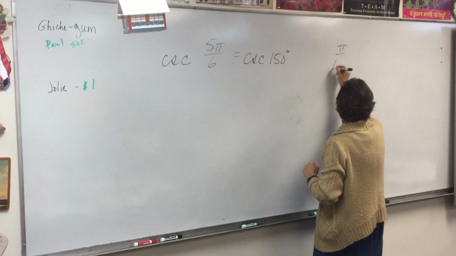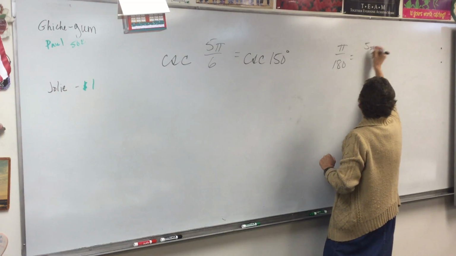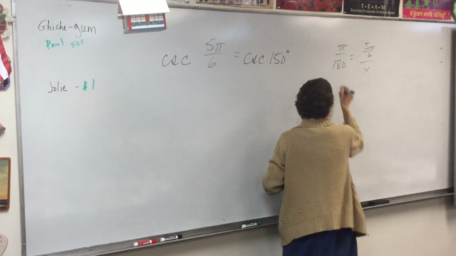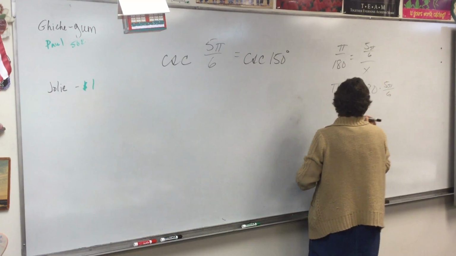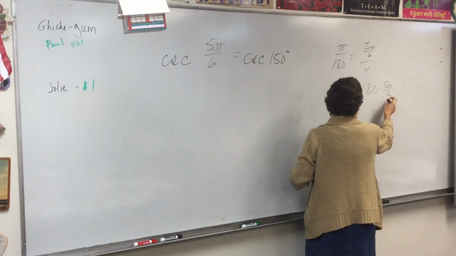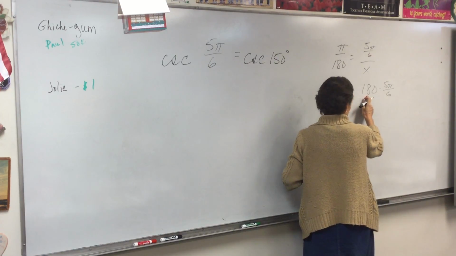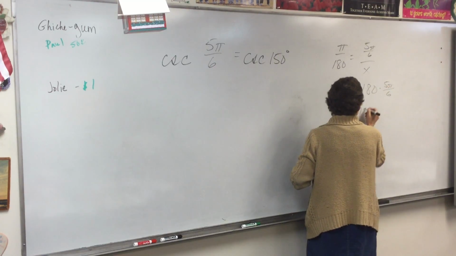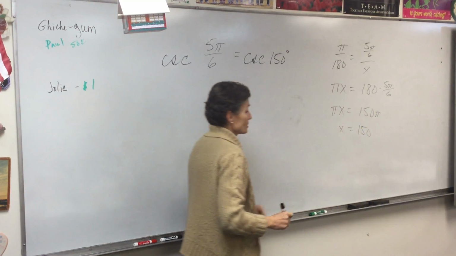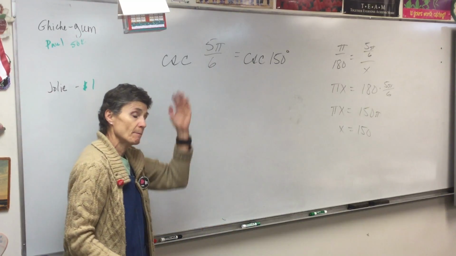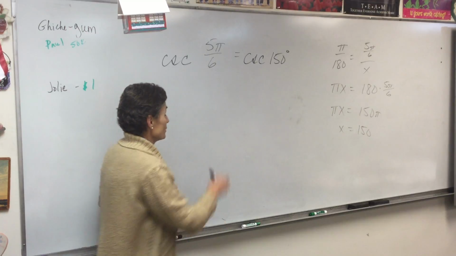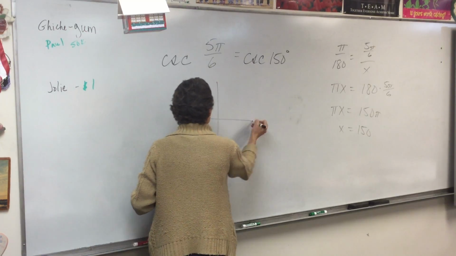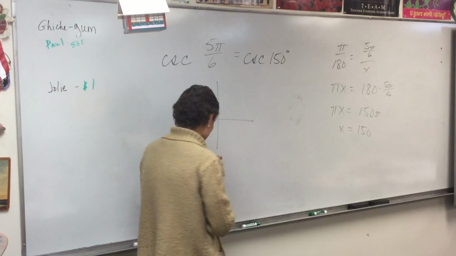We could also always set up our proportion and do it this way. We're going to get the same answer because 6 goes into 180 30 times, 5 times 30 is 150, so x equals 150. So you can always go through step by step if that's the way it works in your brain. All right, so we're going to do the cosecant of 150, so we're going to draw a picture of 150 degrees.